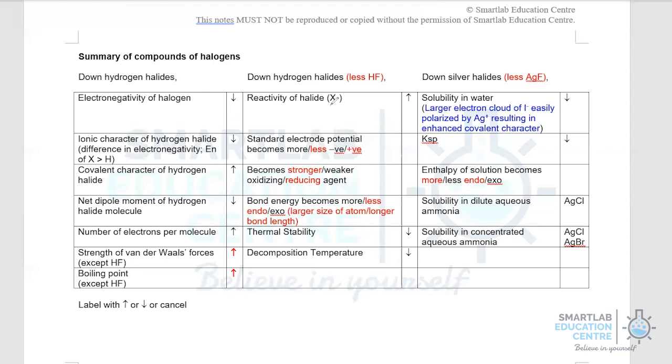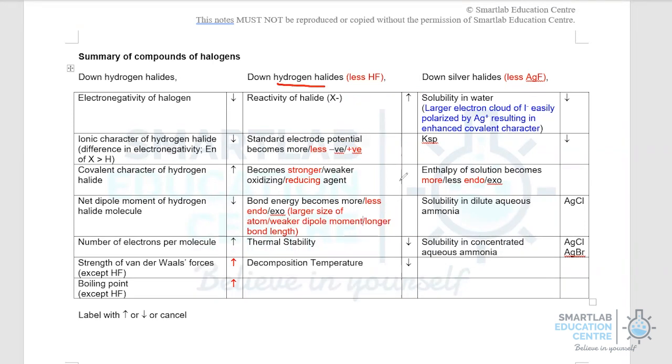Now let us take a look at the reactivity of your halides. Looking at the standard electrode potential values, you know that all the halides are the right-hand species. Because they're the right-hand species, they're reducing agents. If you compare Cl minus to Br minus to I minus, the standard electrode potential value is less positive, which means it has a better tendency for the reactions to go from right to left. Hence, we expect the reactivity of halides to increase because I minus would be able to oxidize more readily. And hence, I minus is a stronger reducing agent relative to Br minus, and Br minus is a stronger reducing agent than Cl minus.